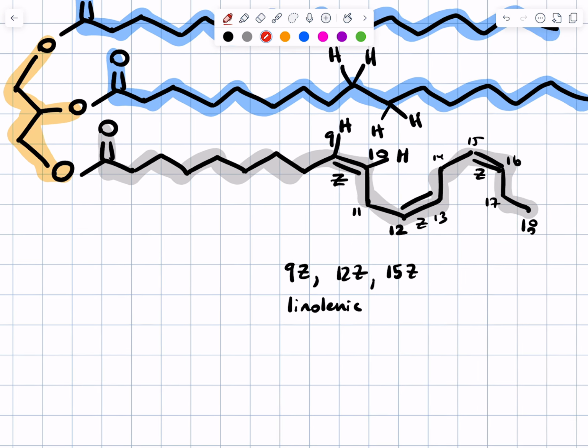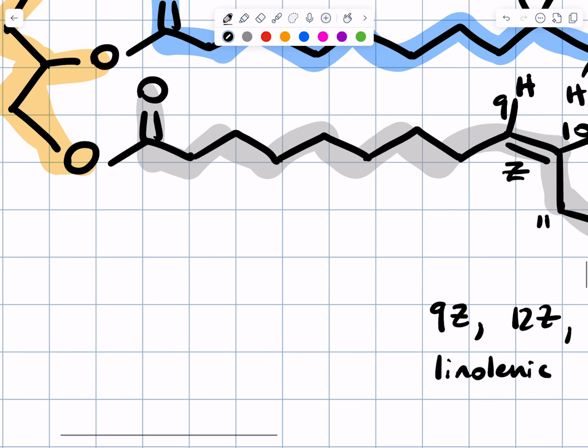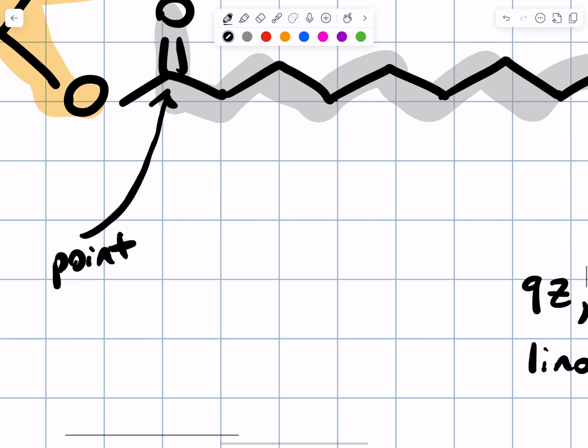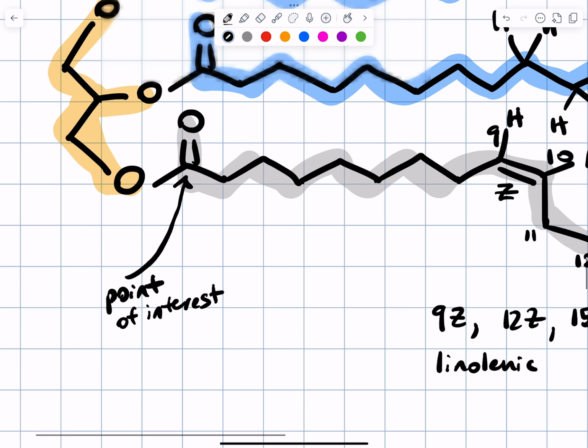Another common way is to count location relative to a point of interest. So for a fatty acid, the carbonyl carbon, the one that's from the carboxylic acid, is the point of interest. The carbon that's adjacent to that one we call alpha. A is for adjacent, but we use Greek letters, so that's the alpha carbon. The one that's adjacent to that one is called the beta carbon, and then we just keep counting upwards with Greek letters until we no longer know them.